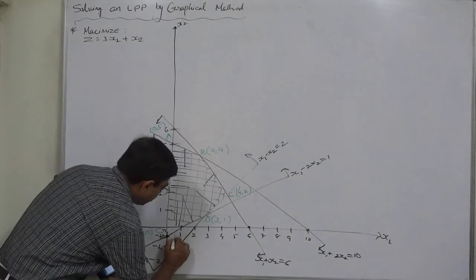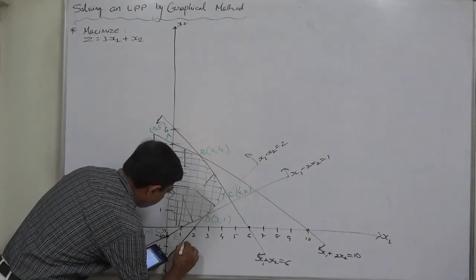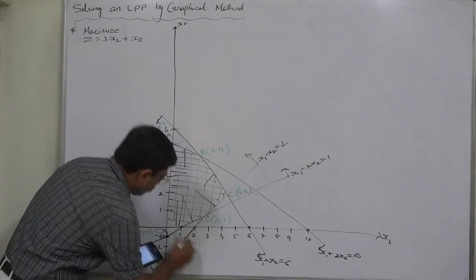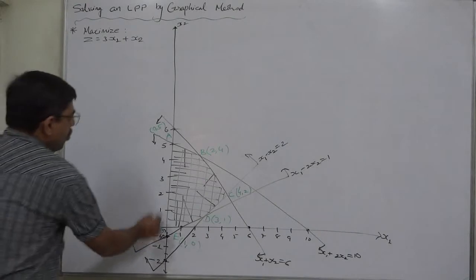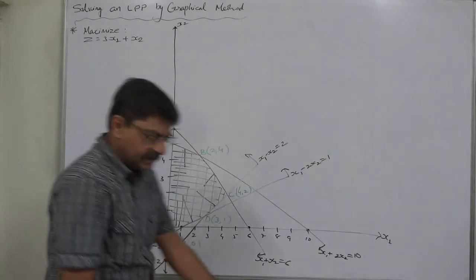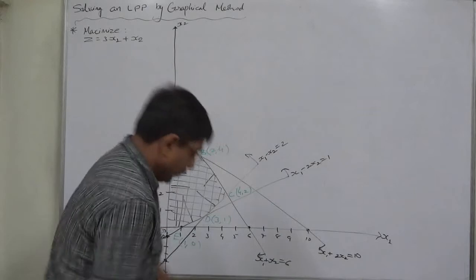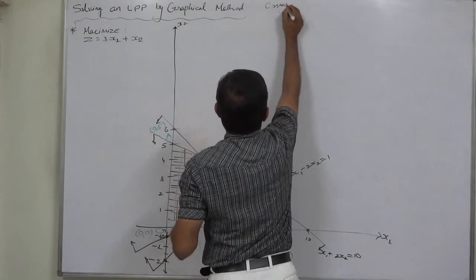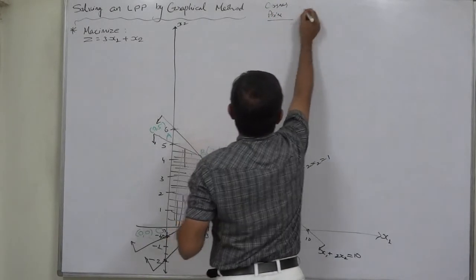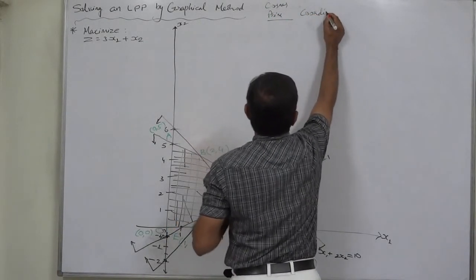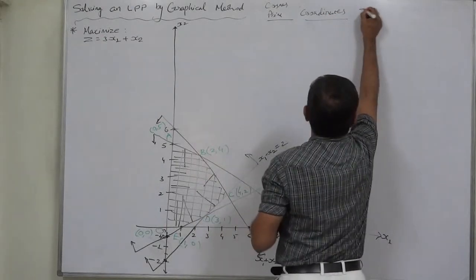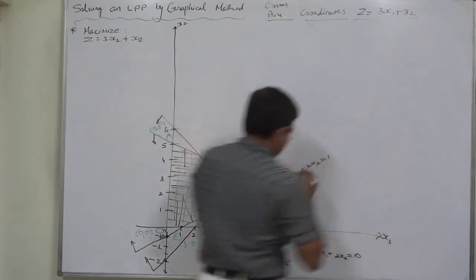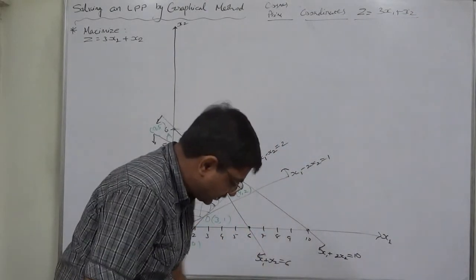At point E, the coordinates are 1 and 0 because X2 is 0 there. O, A, B, C, D, E. Let's check what happens with the objective function. Coordinates at corner points, and Z equals 3x1 plus x2. Okay, now what is going to happen with that? Let's check.